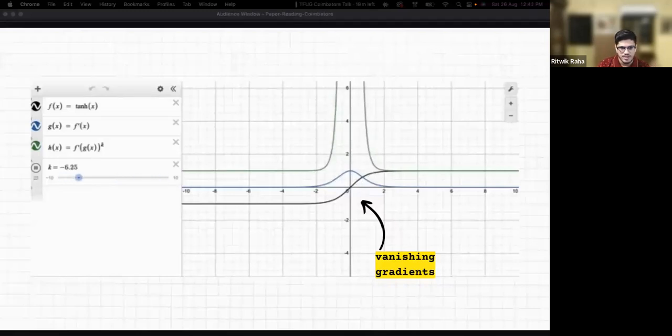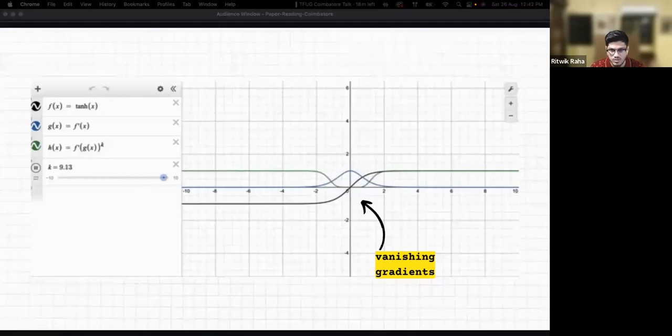So g(x) is the derivative of tanh of x. And that's the blue line that you see on screen. And h(x) is the derivative of g(x). And we are just raising that to a power k, let's say that k is our weights and biases. Something very interesting happens when we tune k. If we bring down k, we see that it is exploding, going through the roof and going to infinity. But if we increase it, the values come back to 0.